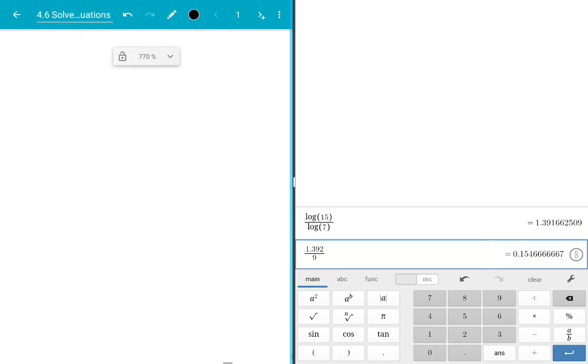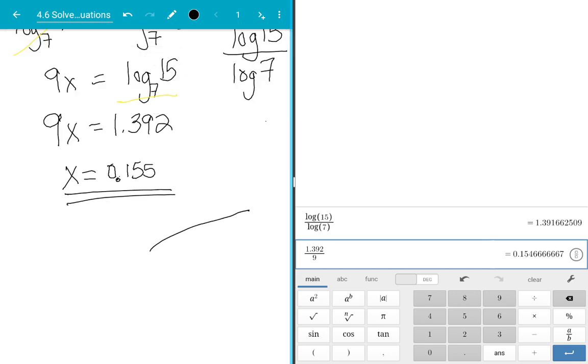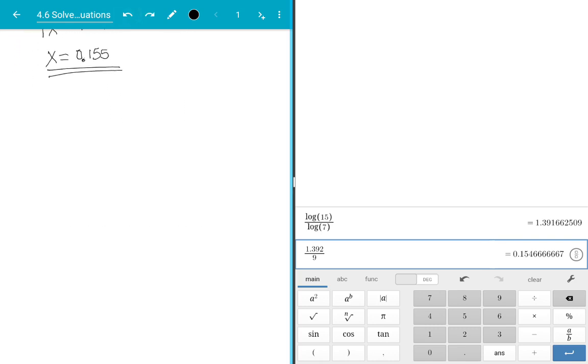All right, let's take a look at the next one. Whoa, where did all my work go here? Okay, here it is. And we're going to scroll up here. All right, so we are now on example 6.